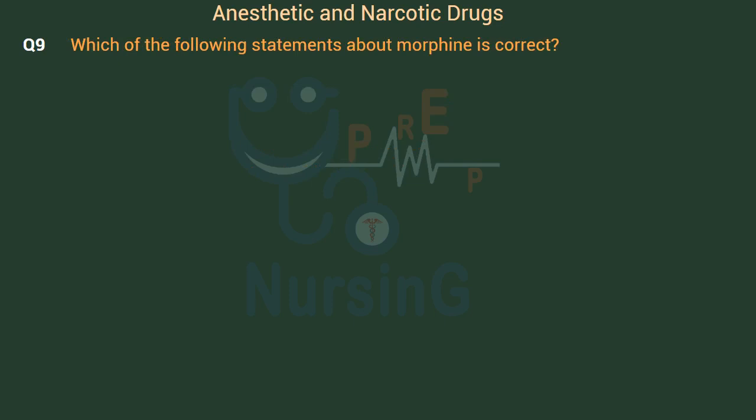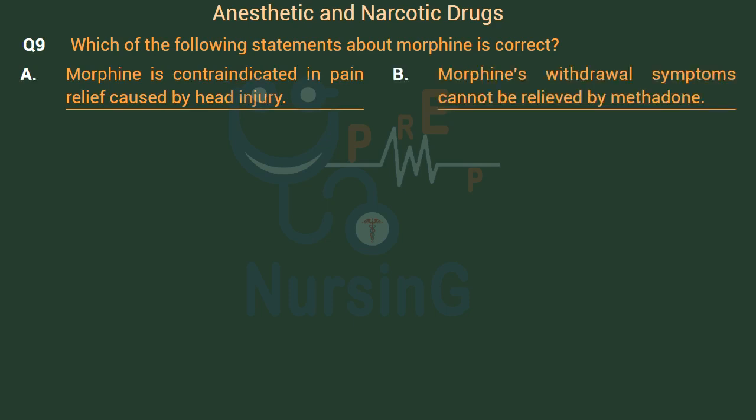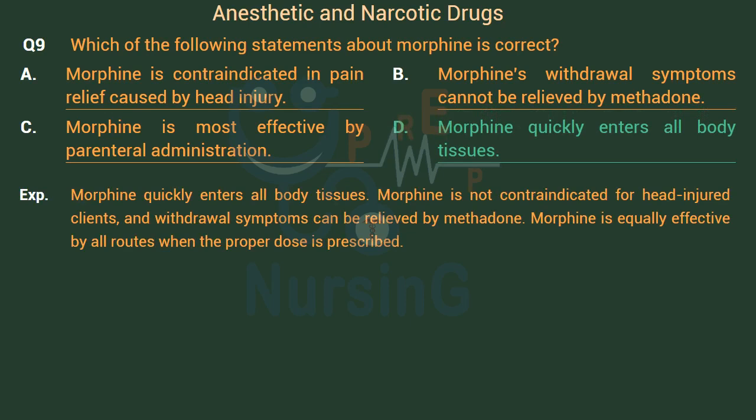Which of the following statements about morphine is correct? Option A, morphine is contraindicated in pain relief caused by head injury. Option B, morphine's withdrawal symptoms cannot be relieved by methadone. Option C, morphine is most effective by parenteral administration. Option D, morphine quickly enters all body tissues. Right answer is option D, morphine quickly enters all body tissues.